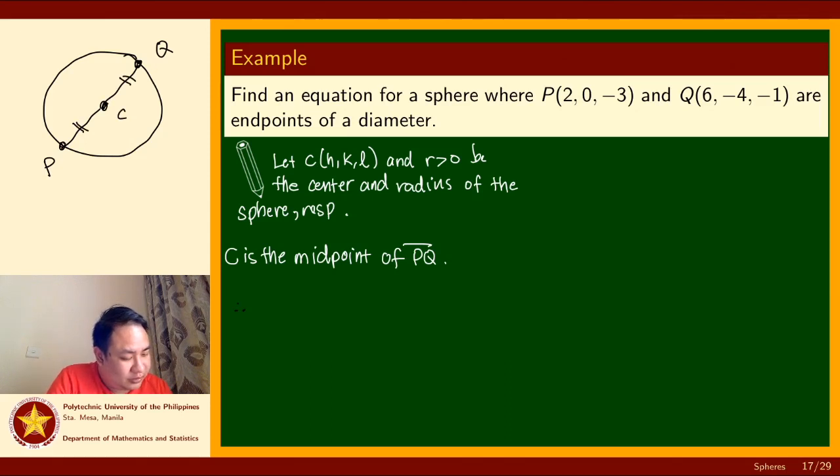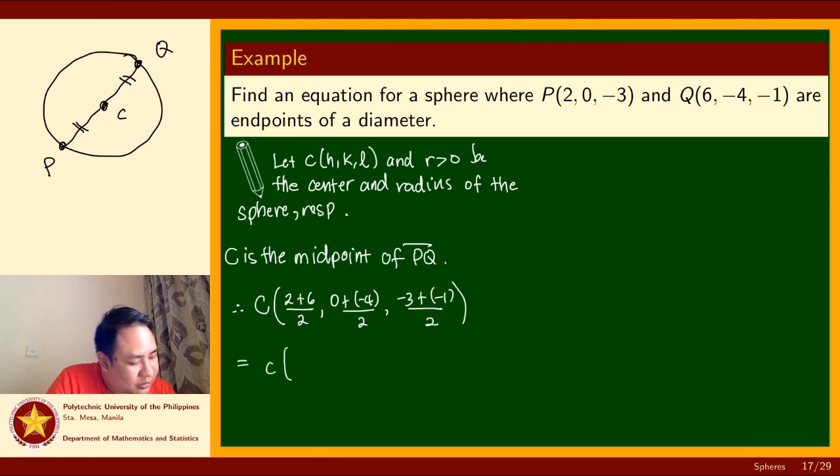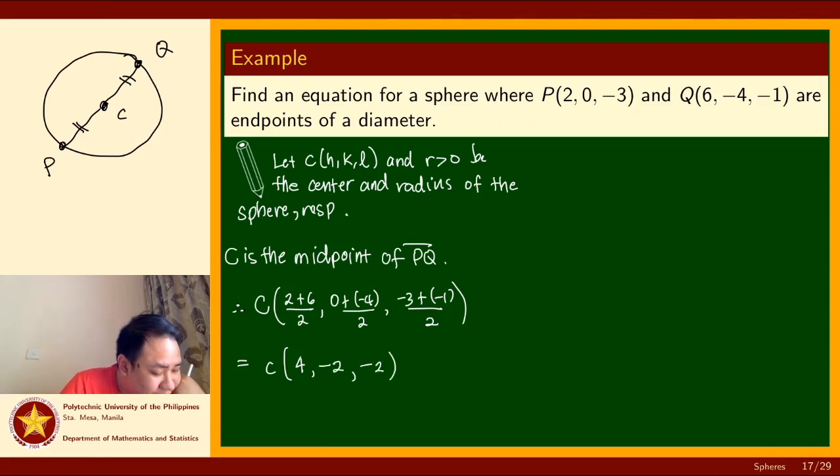Therefore, the coordinates of C are the average of the coordinates of P and Q. So that's (2 plus 6) divided by 2, (0 plus -4) divided by 2, (-3 plus -1) divided by 2, or these are 8 divided by 2 is 4, -4 divided by 2 is -2, -4 divided by 2 is -2. Is this correct? Yes.